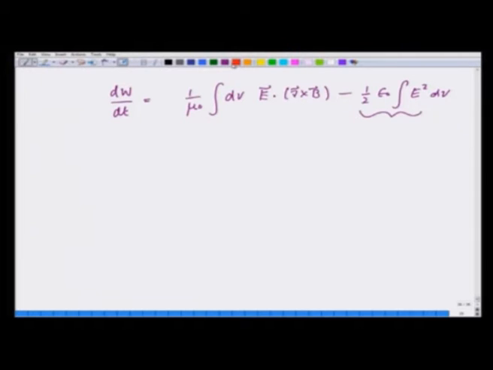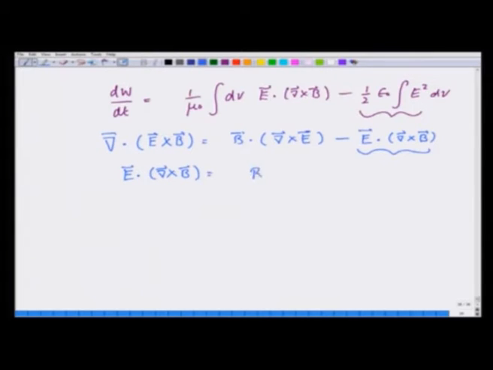Now, I am going to use a vector identity which says that divergence of E cross B is nothing but B dot curl of E minus E dot curl of B. Therefore, I can write E dot curl of B as B dotted with curl of E minus divergence of E cross B.